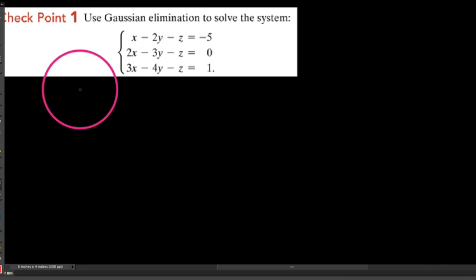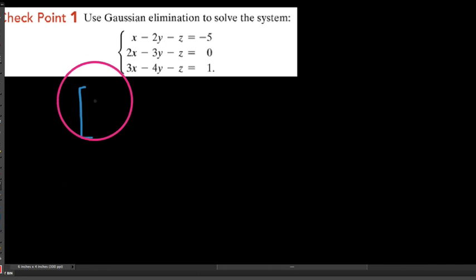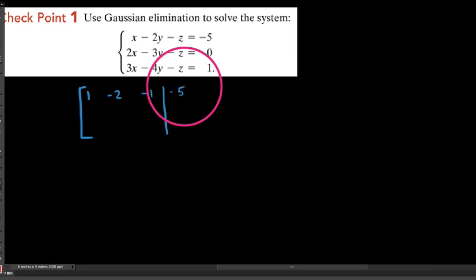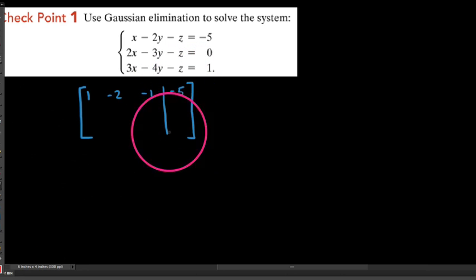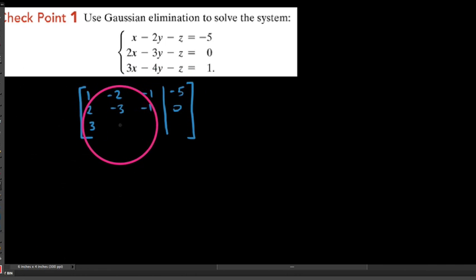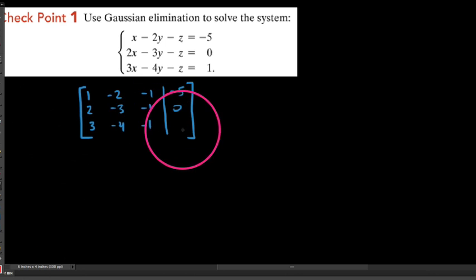So as we take a look at the solution here, if we were to rewrite this matrix as an augmented matrix, we'd have 1, negative 2, negative 1, and then a negative 5 here. Our second row would be a 2, a negative 3, a negative 1, and a 0. And then our last row would be a 3, a negative 4, a negative 1, and a 1. And so let's go ahead and talk through our steps here.